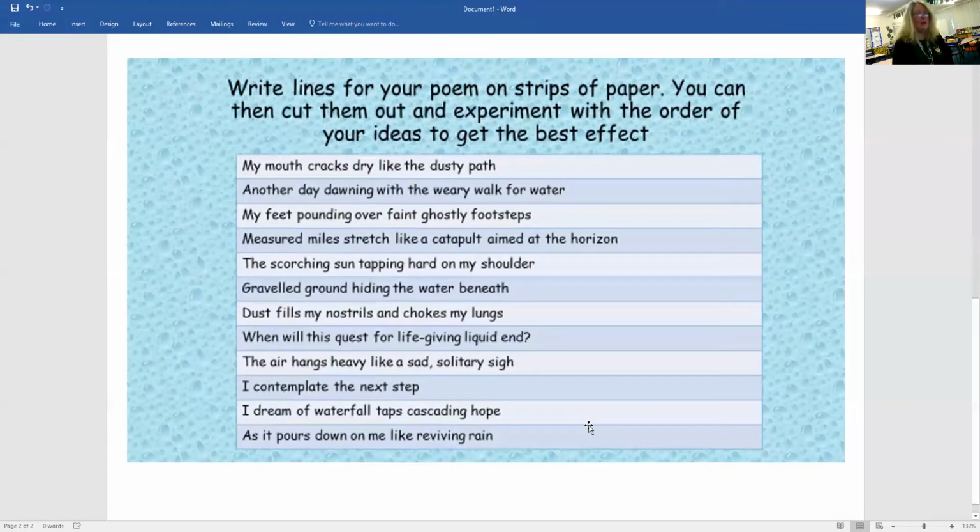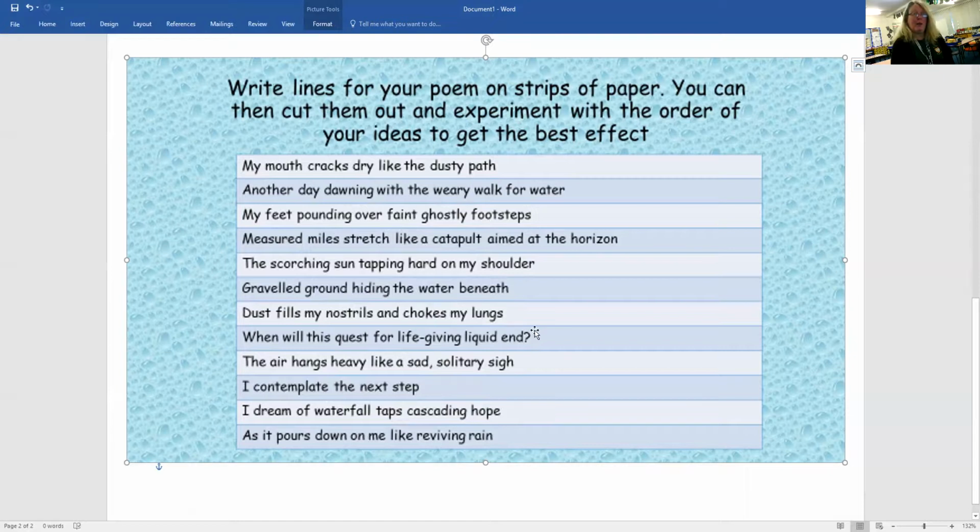Sometimes it's just easy to get your ideas down. So this helps you to get your ideas down, but then if I'm going back through and looking at this, I'm going to think, actually, that's probably my starting line. Another day dawning with the weary walk for water. So if I was moving them around in my strips of paper before I stick them into my book, I would move that one to the top. Also, as I was going through, what I think is my final line, they're usually the easiest ones to spot, your first and final line, I think my final line would be, I contemplate the next step. So I would do all this description about how this child is feeling, loads of figurative language, on their walk to get water, and then I would probably finish it with, I contemplate the next step.